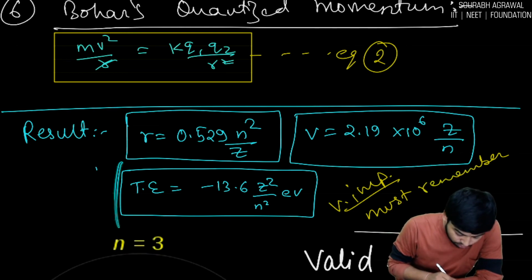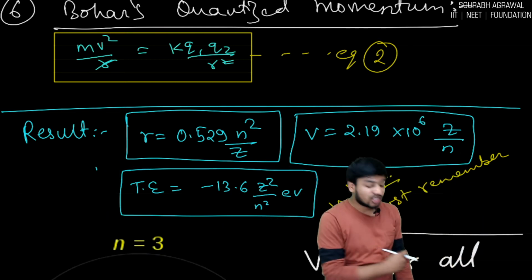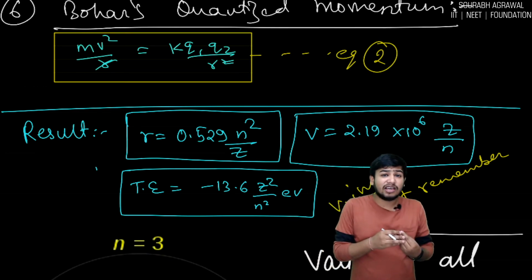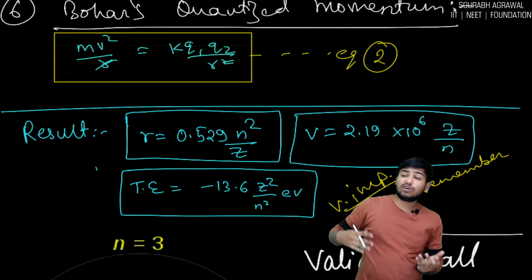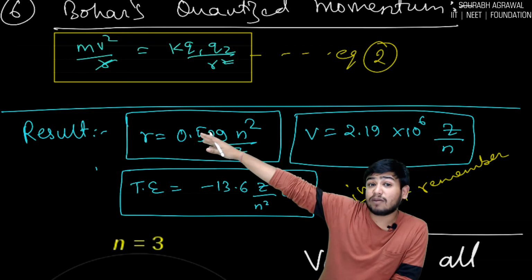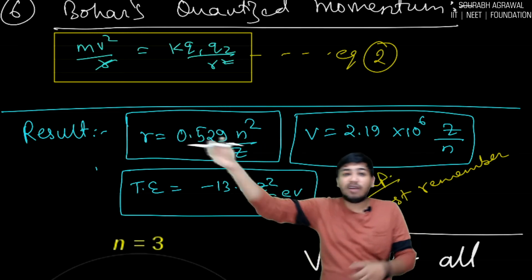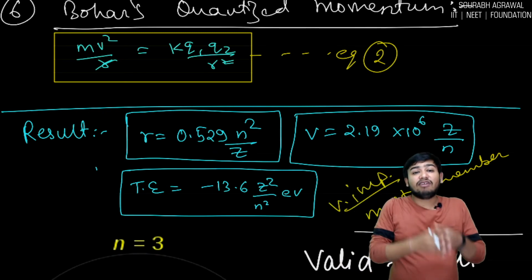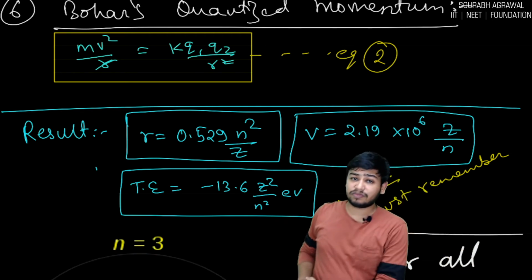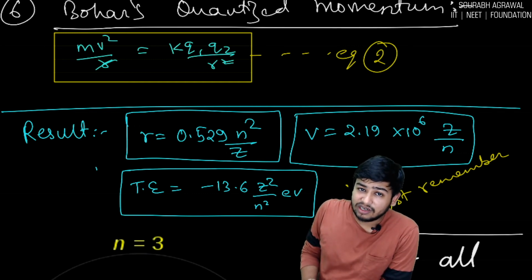Now the total energy is minus 13.6 z square by n square. Why are we keeping it negative? I think I have told you this in current electricity also. At infinity we have taken the potential as 0, and the potential energy at infinity is 0. So when we bring the electron from there to here, it has negative energy, because you are doing negative work. Are you getting my point? Is it clear to everyone? Okay.